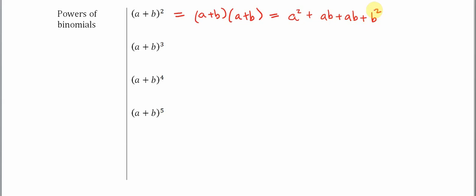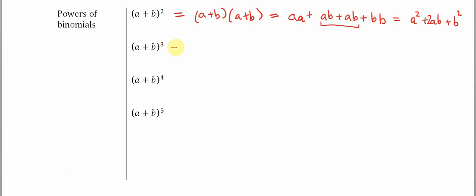Actually, I'm going to give you some yet even more nitty-gritty details. Rather than saying a squared, I'm going to say a times a. Instead of b squared, I'm going to give you b times b. And then once we have this, we can group this together, and we can say that these are my like terms. So I'm going to get a squared plus ab times 2 plus b squared. All right, let's keep going.